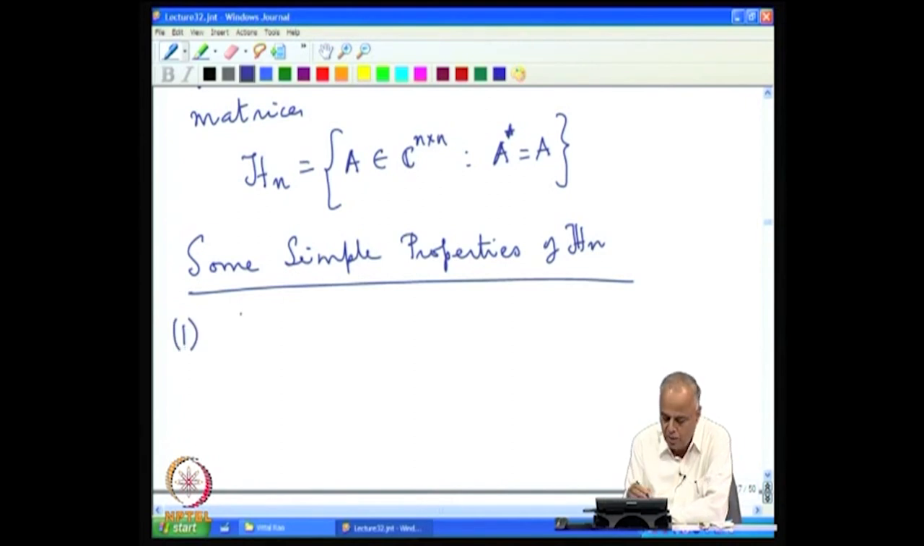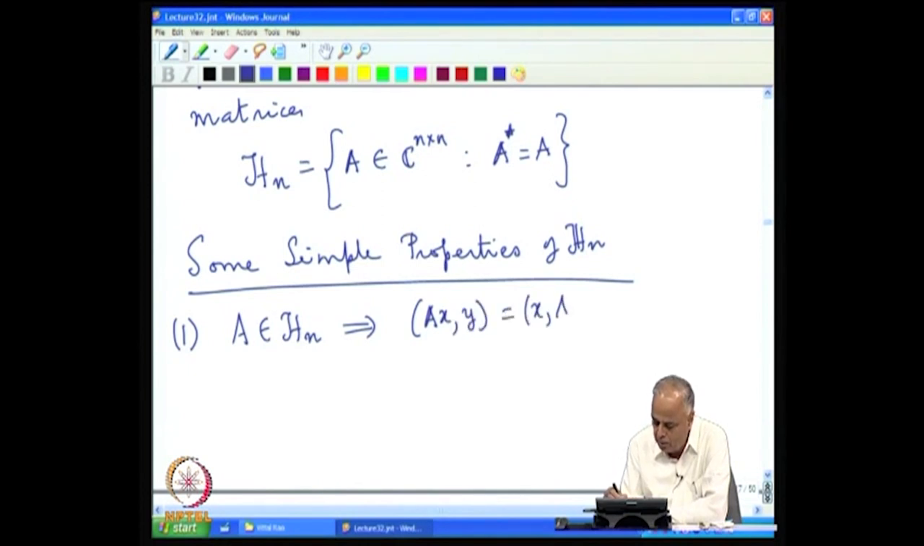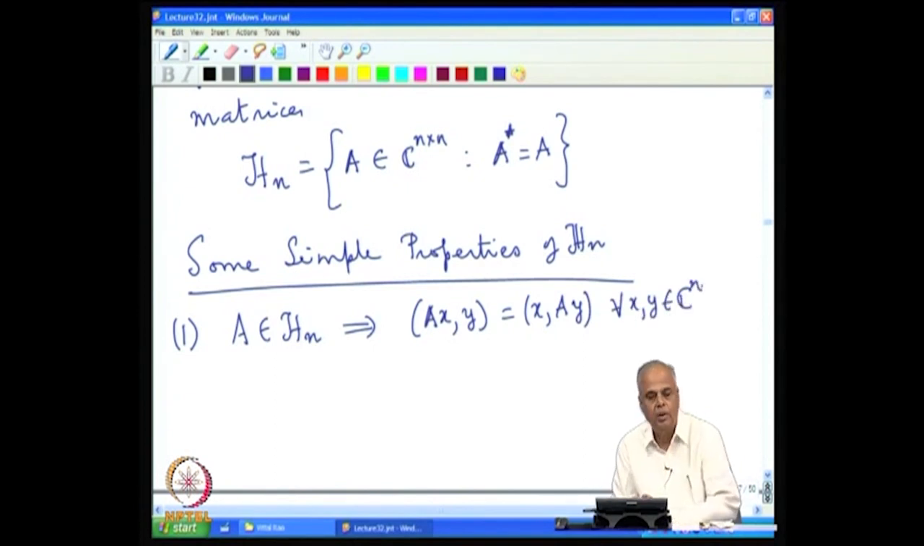First, we have observed that if A belongs to Hn, then Ax comma y must be equal to x comma Ay for every x, y in Cn. Because we had Ax comma y equal to x comma A star y, but since A star is equal to A, Ax comma y must be equal to x comma Ay. So, this is the first property which every matrix in Hn possesses. That is, in an inner product, the factor A can be moved from the first to the second without any change.